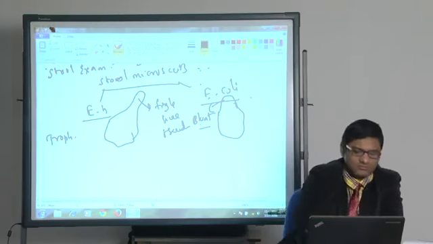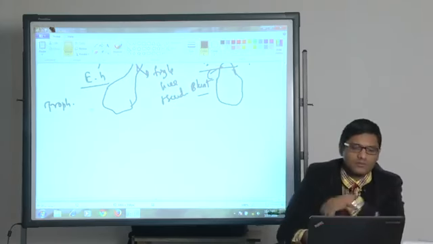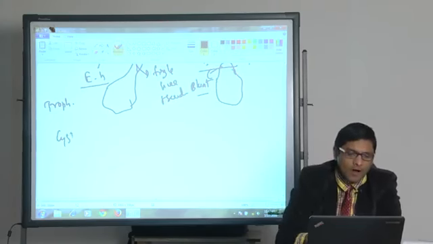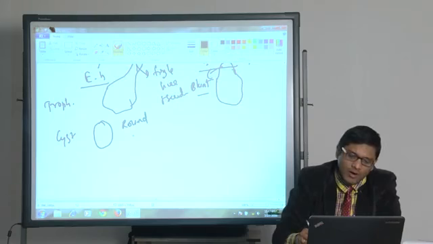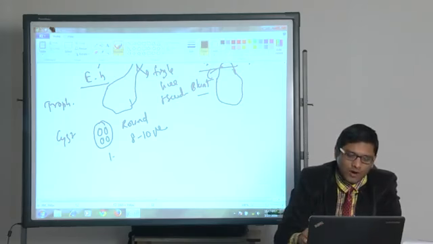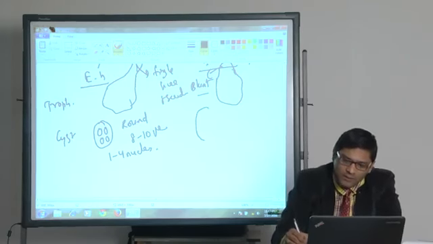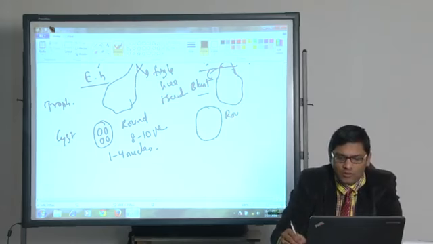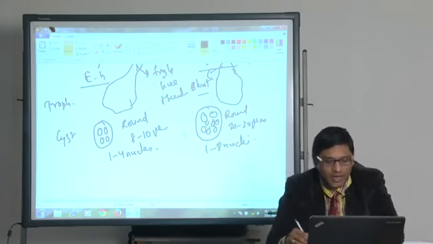How to differentiate the cyst? The cyst of Entamoeba histolytica is round, 8 to 10 micron in size, and a matured cyst has 1 to 4 nuclei. Whereas E. coli is also round but larger in size, 20 to 30 microns, and the nucleus count is a maximum of up to 8.